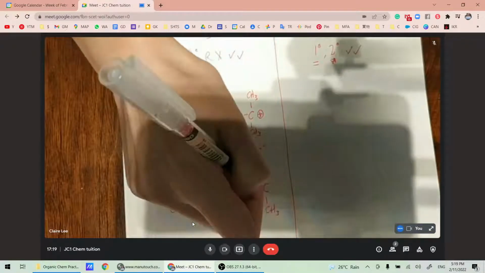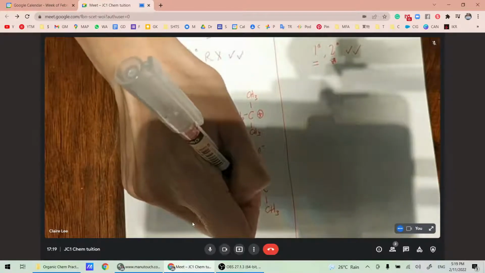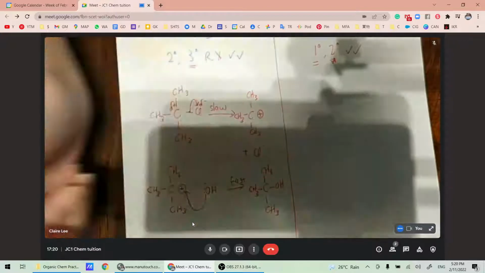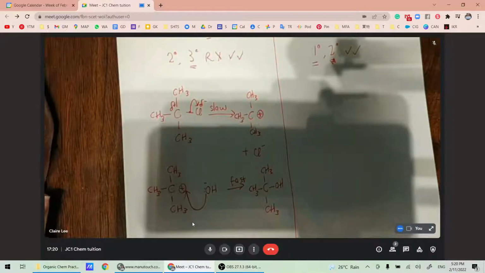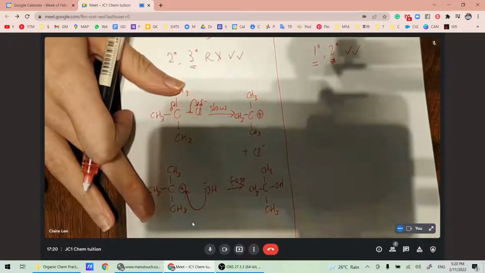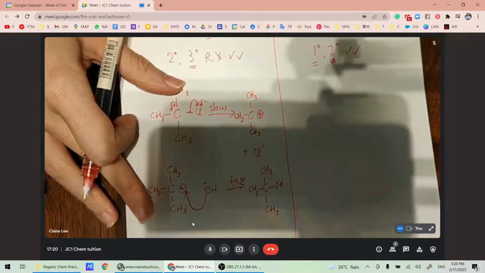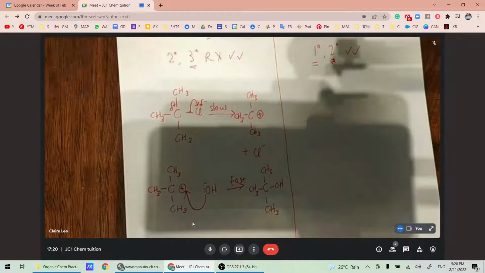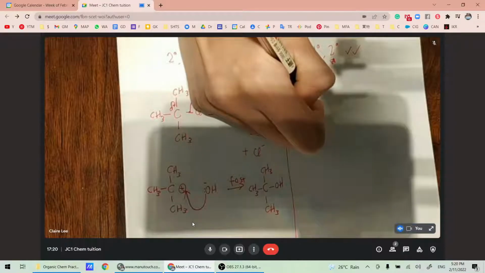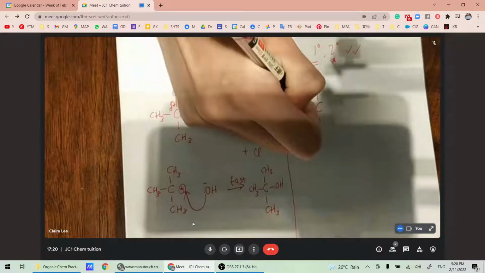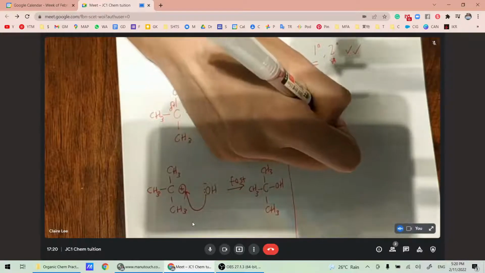And then the halide basically just floats around as a spectator ion now. Well, it's not a spectator ion because in the previous part it was attached to the halogenoalkane. But this is how you form the product. This chloride will probably be floating around the solution with the potassium ion. Now let's talk about SN2, where this is for secondary or primary halogenoalkanes.